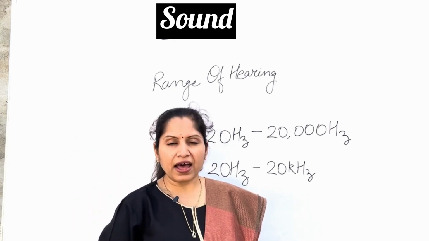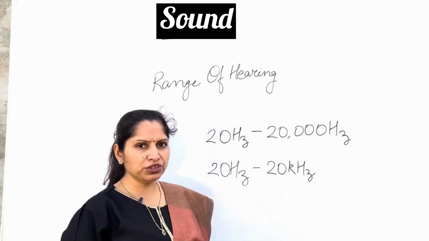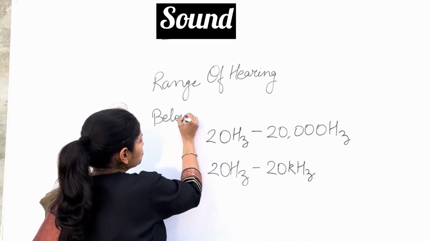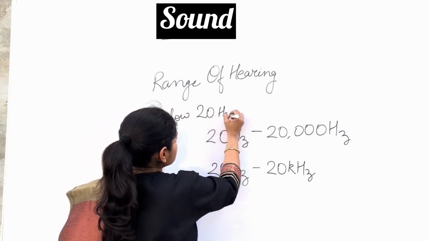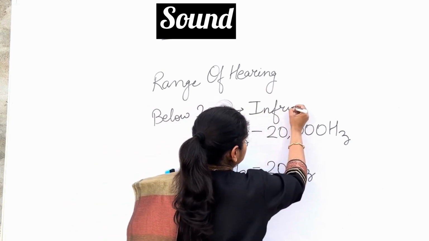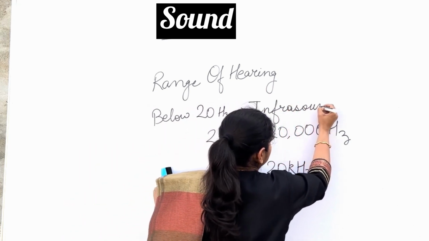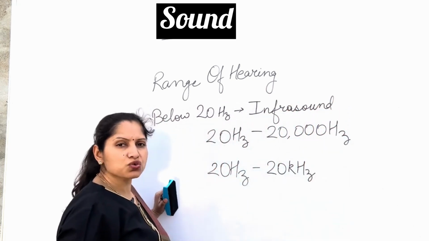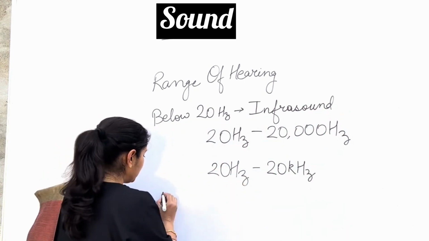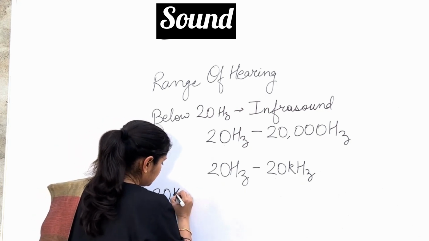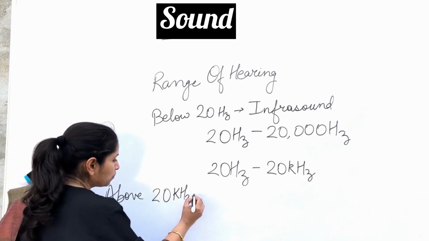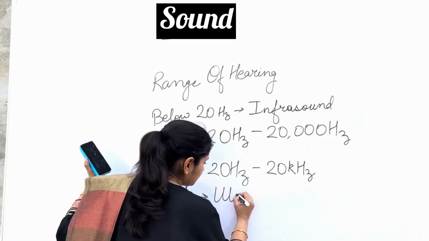So the human ear normally can hear sound waves between the frequency of 20 hertz and 20,000 hertz. And the sound waves below this frequency, that is below 20 hertz, just recall by yourself, are known as infrasound, also known as infrasonic waves. And if it is above 20 kilohertz, then it is known as ultrasound waves.